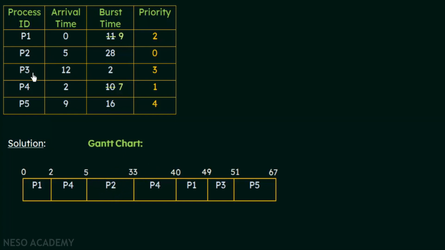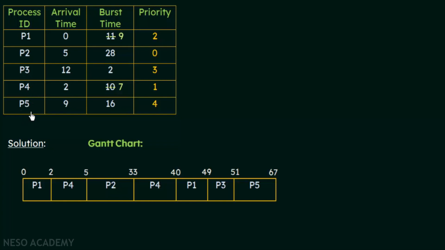Now if you look at this table, after P2, let's see what other processes arrive. After P2, which arrived at 5 milliseconds, the next process to arrive is P5, which arrived at 9 milliseconds. And after that, P3 arrived at the 12th millisecond. So this 9 and this 12 all fall under this 5 to 33. That means during the execution time of P2, these two processes, P5 and P3, arrived. But did they get the CPU? No.